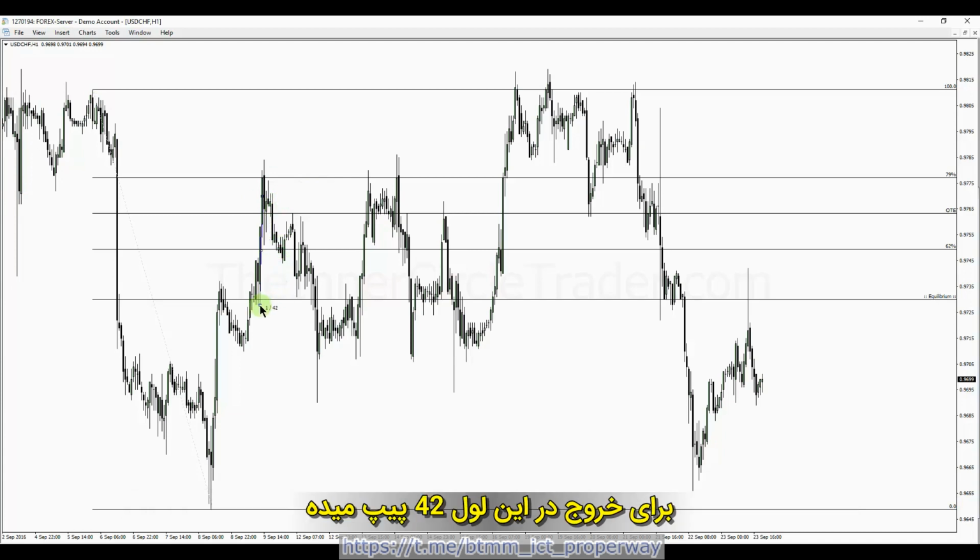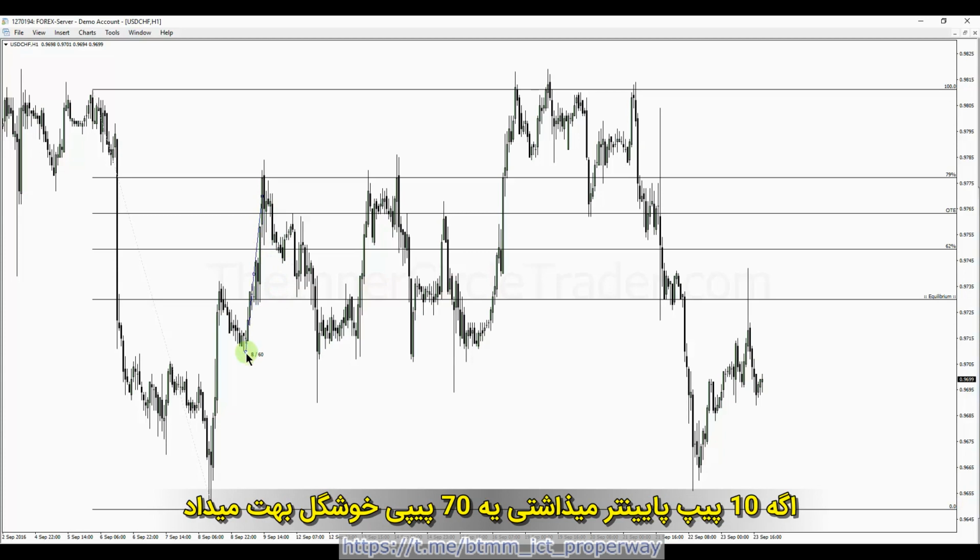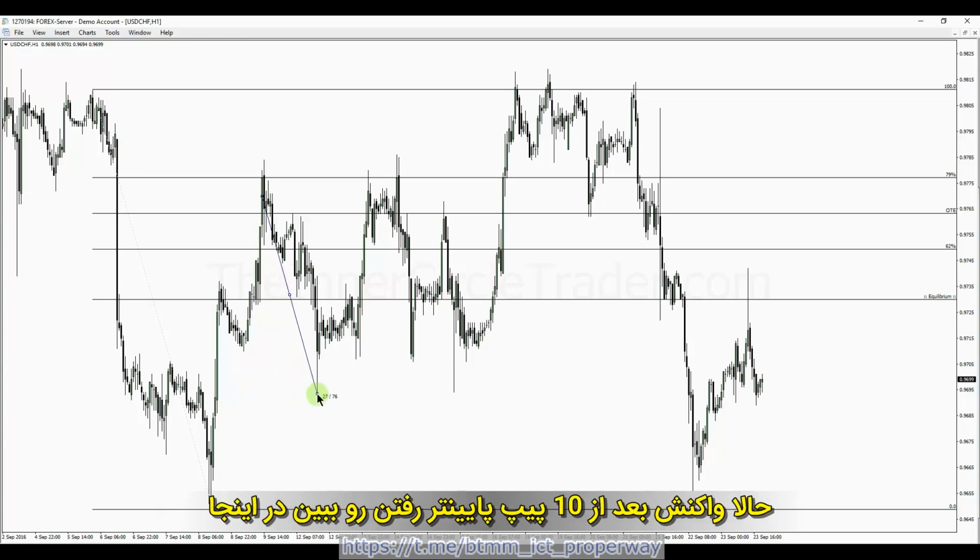To get out at that level here is 42 pips. To get out below this low here is 60 pips. So if you go 10 pips below that, that'll give you a nice 70 pips. It'll give you a nice 70 pips. And there, look at the reaction.